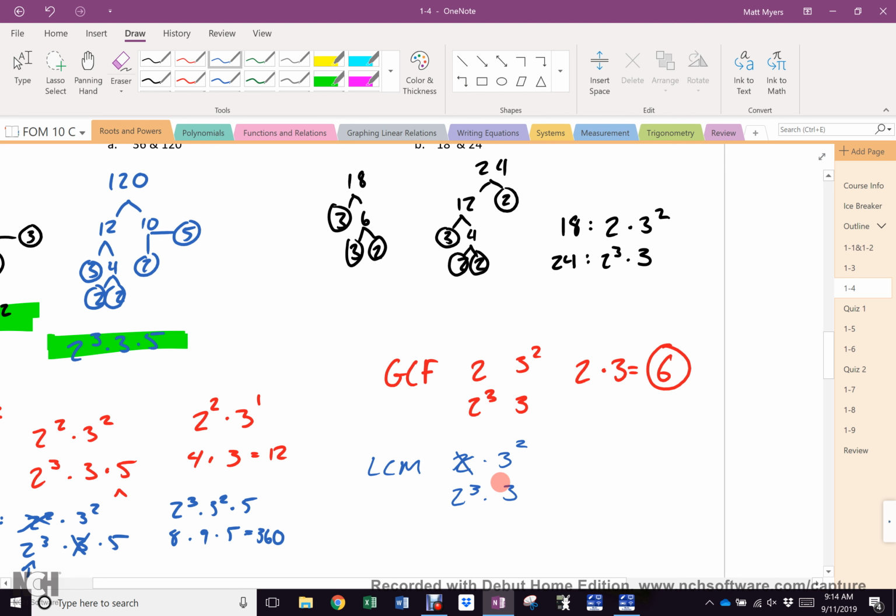You should be starting to see a pattern. Here, we took the smallest exponent. Here, what are we taking? The biggest exponent. So what are we taking here? 3 squared. 2 cubed times 3 squared. 2 cubed is 8. 3 squared is 9. What's 8 times 9? 72. And that's the biggest number. Is everybody cool? GCF, smallest exponent of the commons. LCM, biggest exponent, but you count everything.